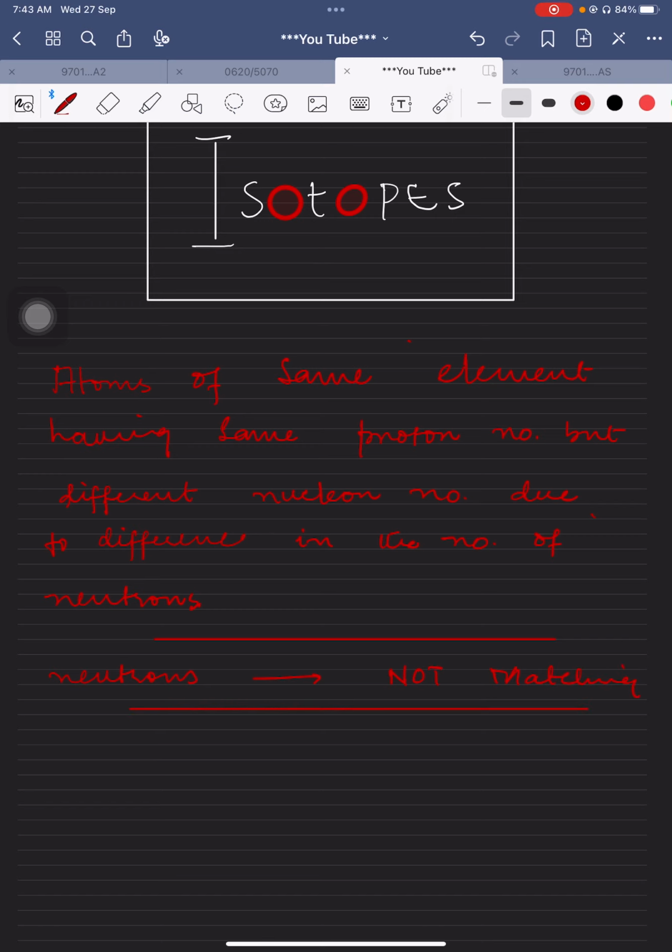Now the point is, how is it possible that neutrons are not matching? So what is matching? Electrons are the same. Electrons and protons are the same. But neutrons are not matching. We are going to implement this definition, this idea, on different examples. Let me turn the page.